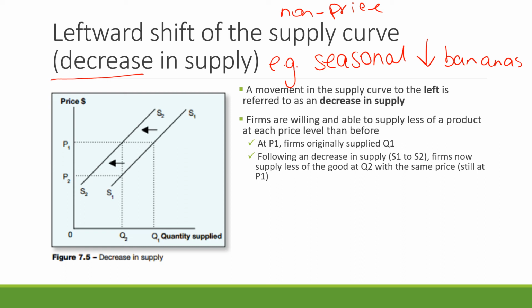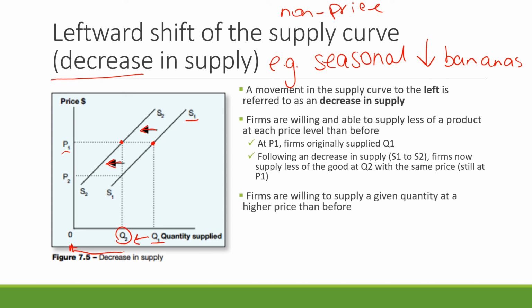So we're starting off at S1 and Q1 and P1. Initially they could supply Q1 of bananas at P1, but because of this seasonal change, we now have a decrease overall of banana production, which means now that at that same price level, they can only produce Q2, which is less than Q1. It's going towards 0 here. So they're now producing less.